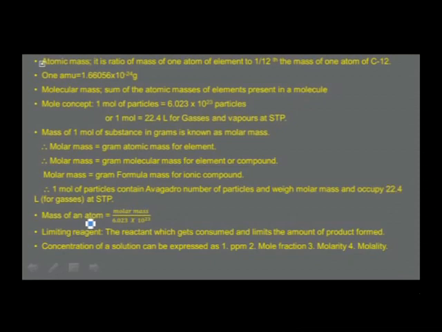Atomic mass, it is the ratio of mass of one atom of an element to 1/12 the mass of one atom of carbon-12. Atomic mass unit is known to you. Atomic mass unit is 1/12 the mass of one atom of carbon-12 and its value is equal to 1.66056 into 10 power minus 24 grams. Using this AMU, the atomic mass of an element is calculated. Molecular mass is the sum of the atomic masses of elements present in a molecule.